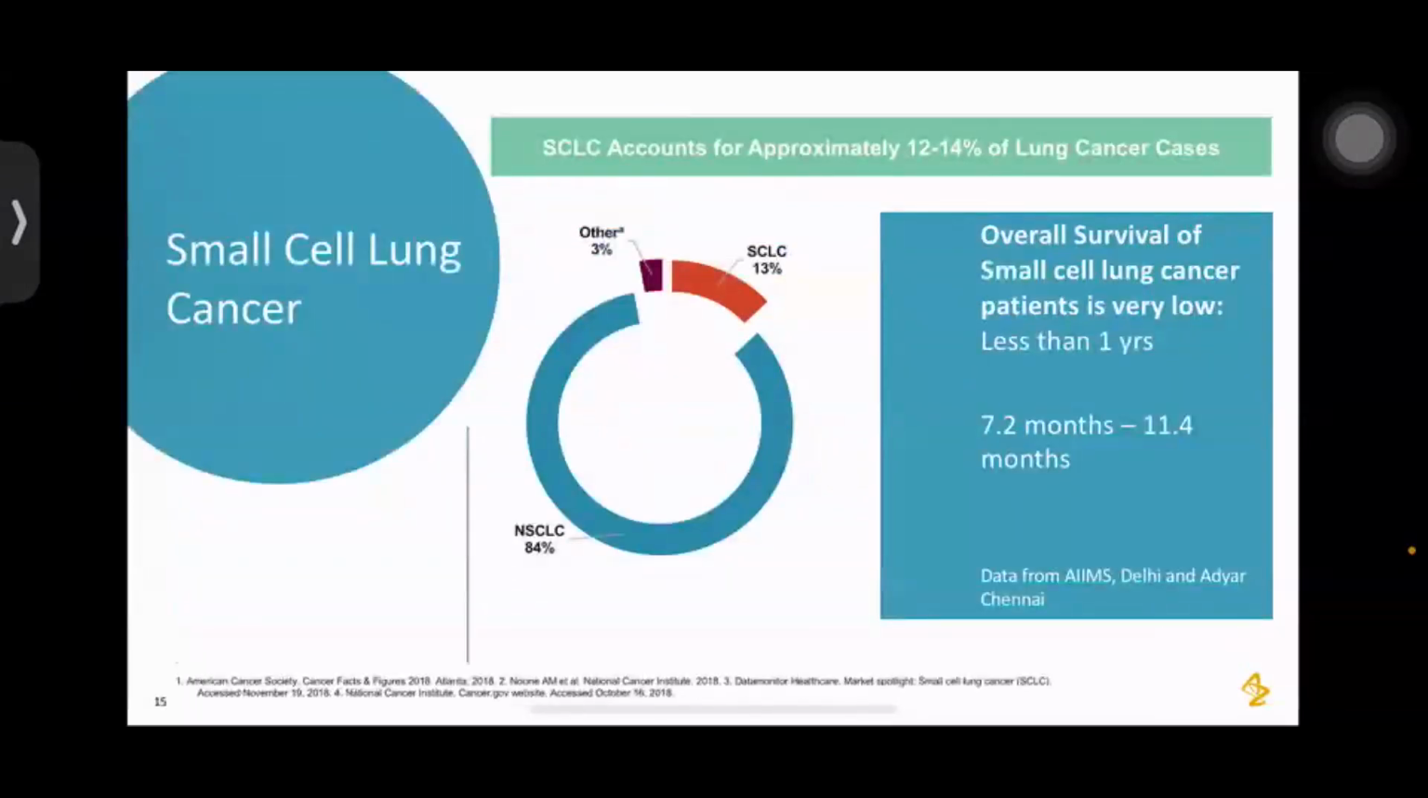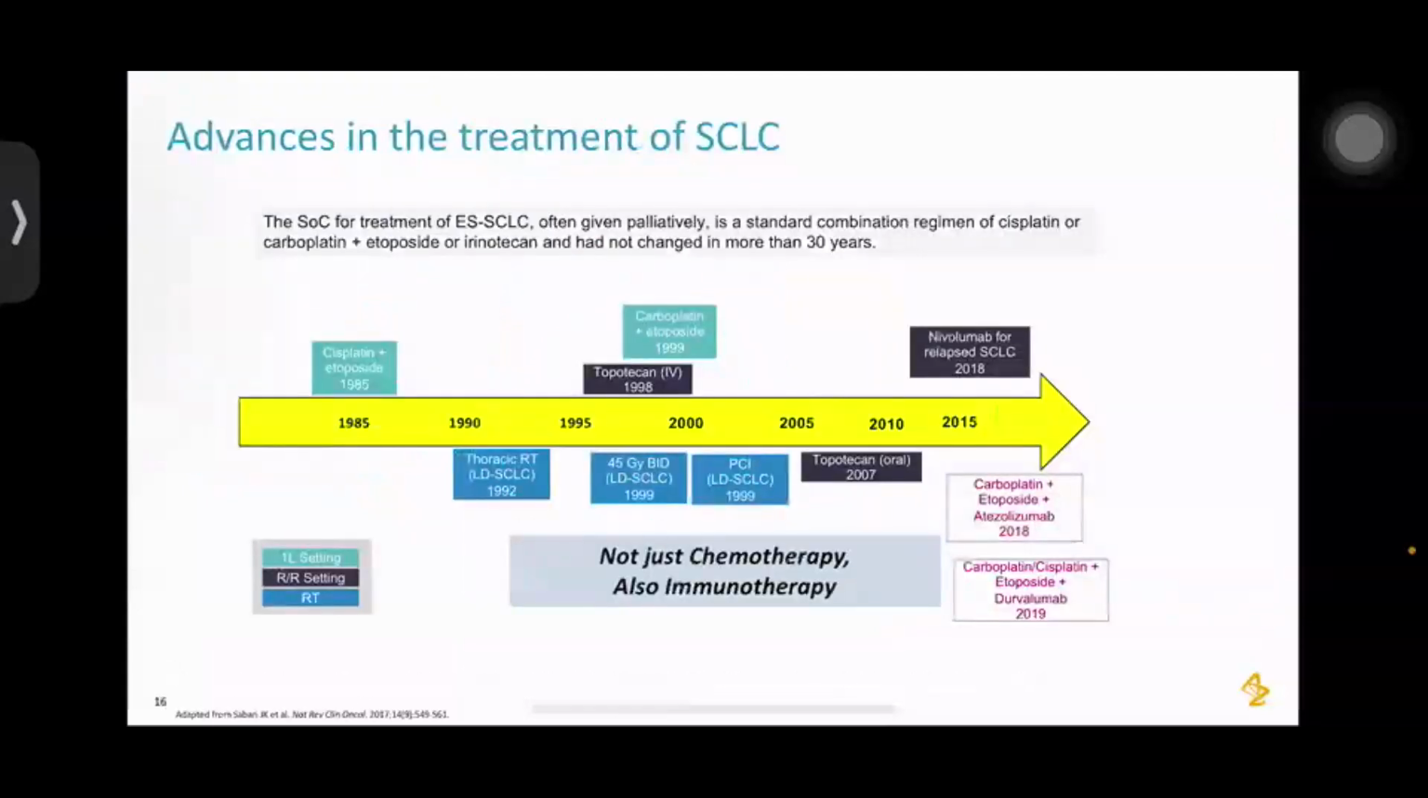Coming briefly to small cell, as we all know, it is about 15%, and overall survival is less than 1 year. It's about 7.2 to 11.4 months overall, which is the data from Delhi AIIMS and Adyar, Chennai. With the advance of treatment, earlier the small cell treatment used to be only chemotherapy based, which is cisplatin or carboplatin with etoposide.